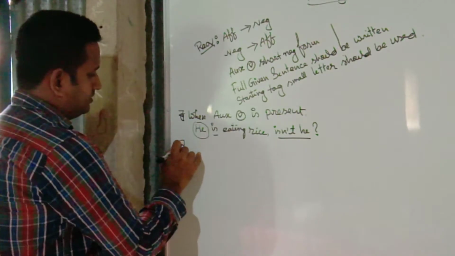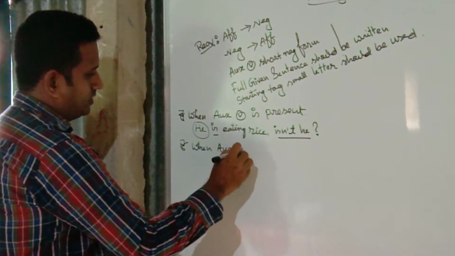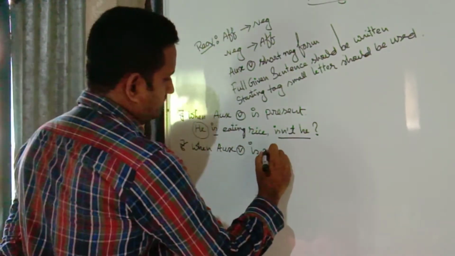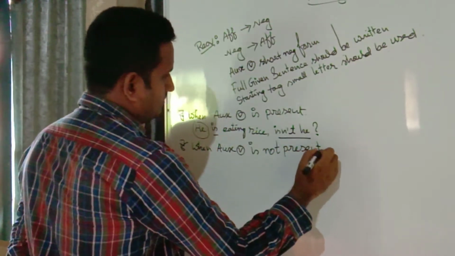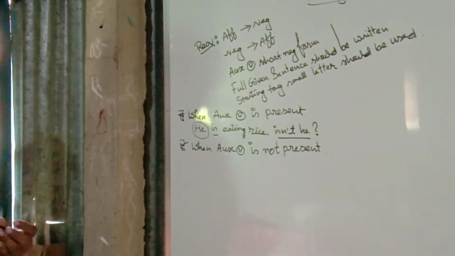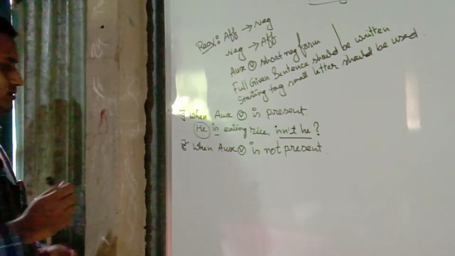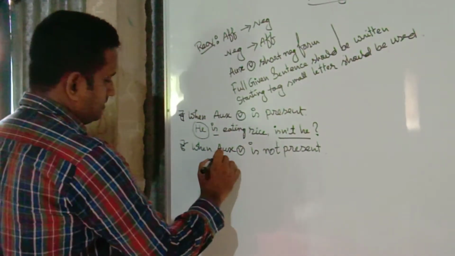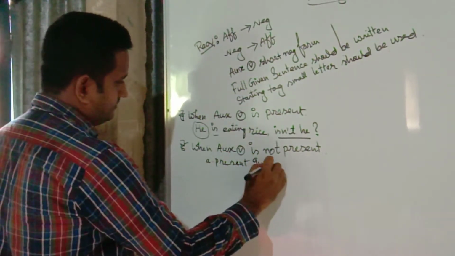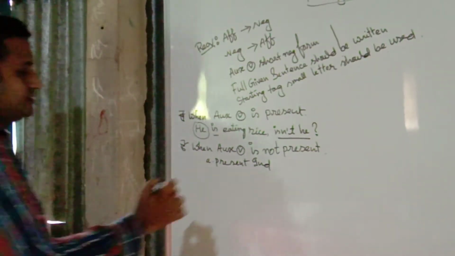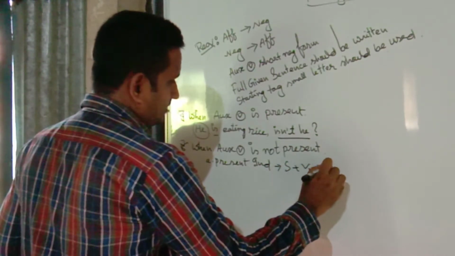And the second type, when an auxiliary verb is not present. When an auxiliary verb is not present, in this section I can divide two parts. A, present indefinite or present simple. Present indefinite: subject plus V1 plus extension.